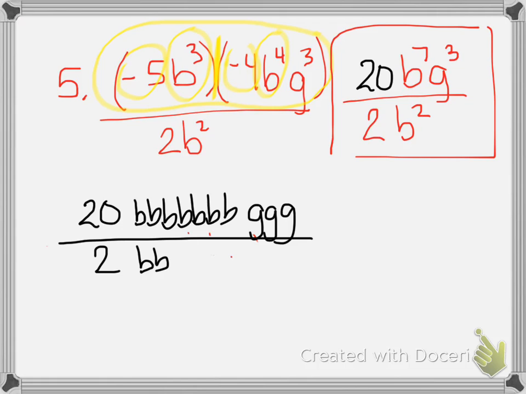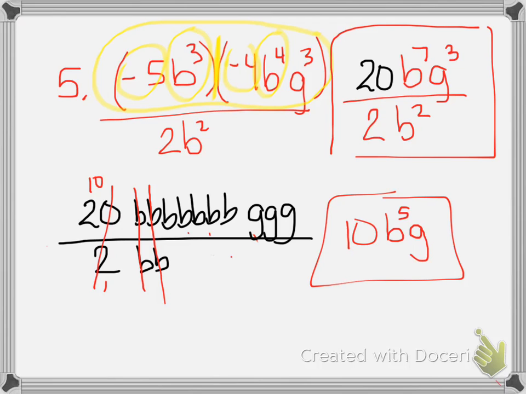So I know that 20 divided by 2 will make 10. And you can use the cross canceling, or you can just say 20 divided by 2. Then I know that b over b is going to equal 1, and b over b is going to equal 1. So those are gone. So now I have 1, 2, 3, 4, 5 b's. And you can either make this into a fraction, or because they're all on the top and there's nothing left on the bottom, you can just write them. But it doesn't really matter. b to the 5th, g to the 3rd. So that becomes your final answer on number 5.